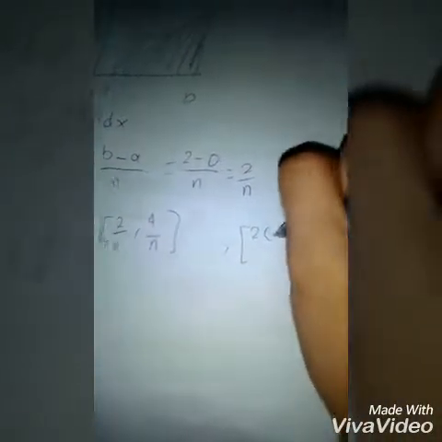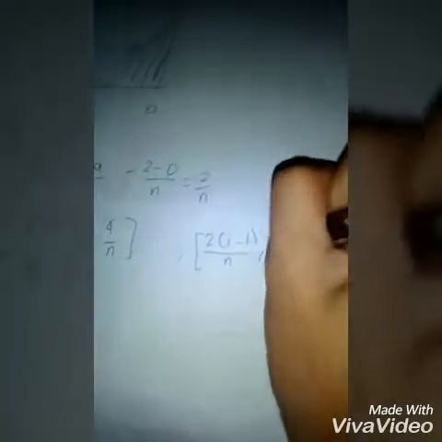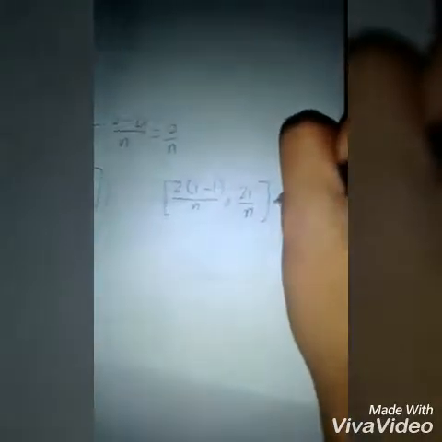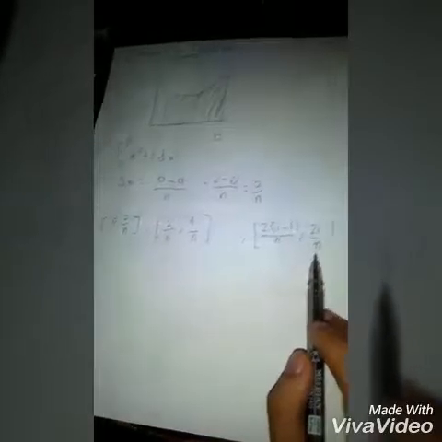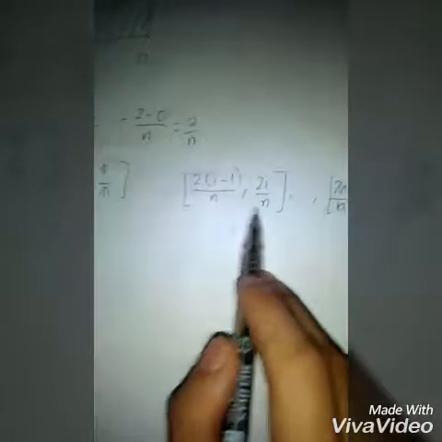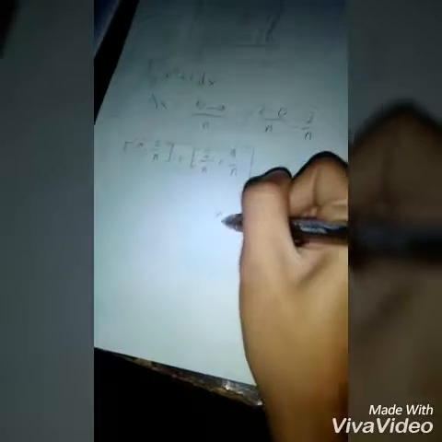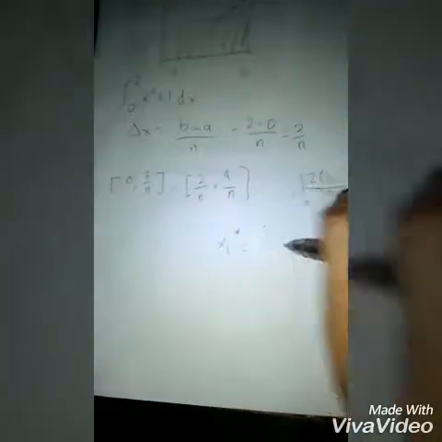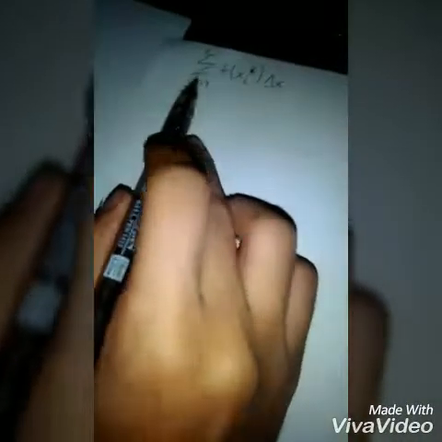The subintervals are then 0 to 2 over n, and so on, up to 2(i minus 1) over n to 2i over n. As we can see, the right endpoint of the ith subinterval is this, which is equivalent to 2i over n. Now let's work on the summation part.